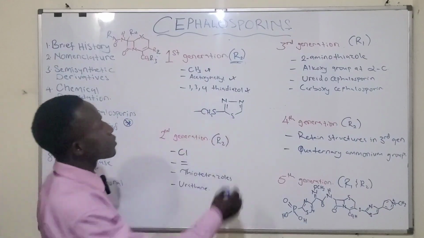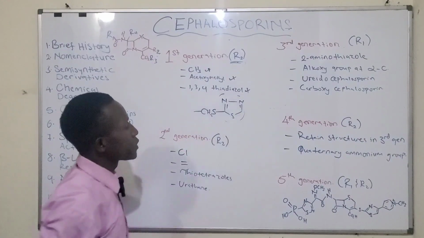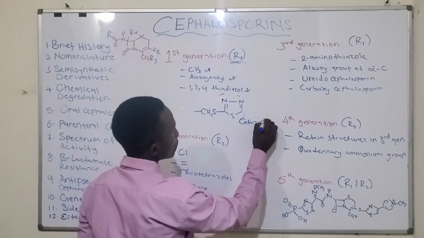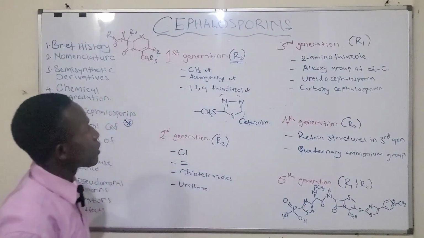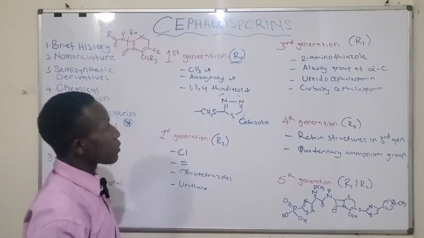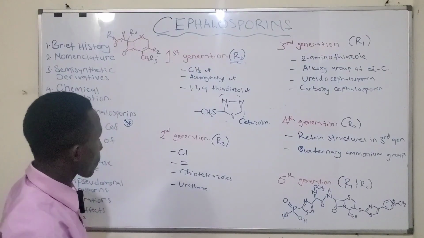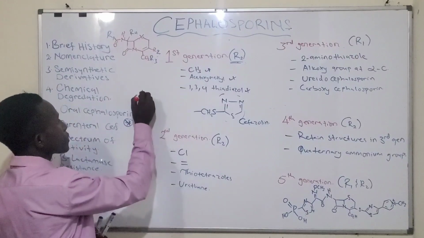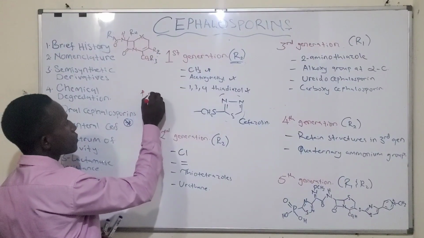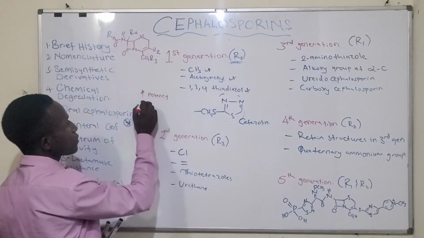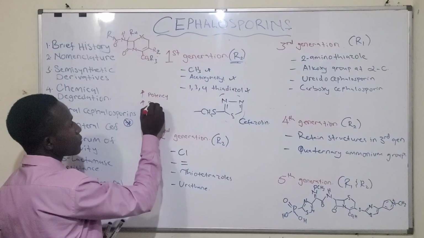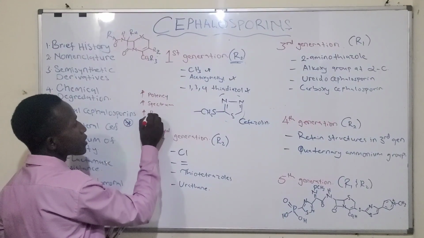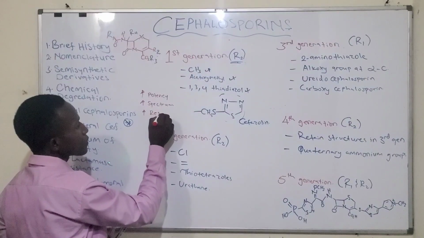So this group is there in cephalosporin. In generations, they mainly target to increase the potency, increase the spectrum, and increase the resistance to beta-lactamases.